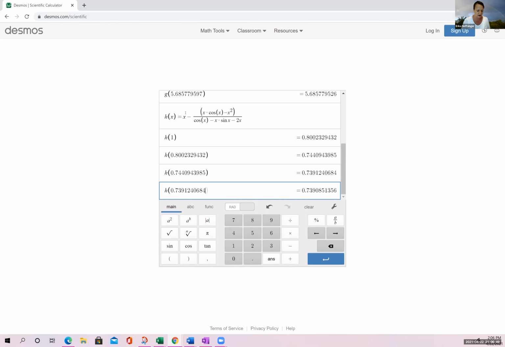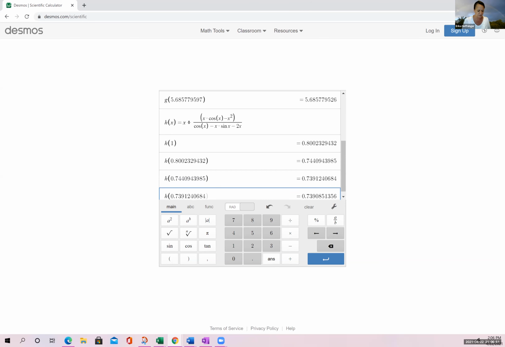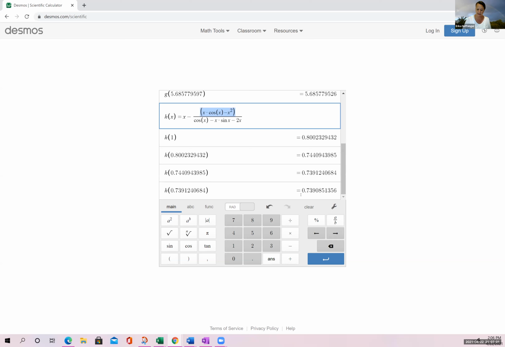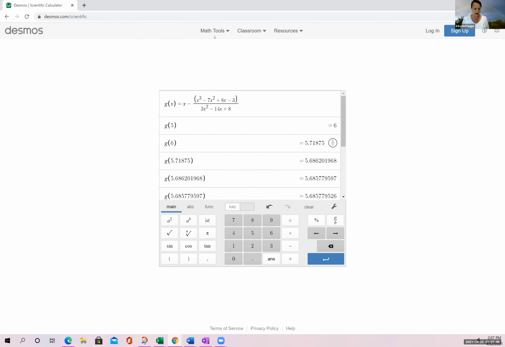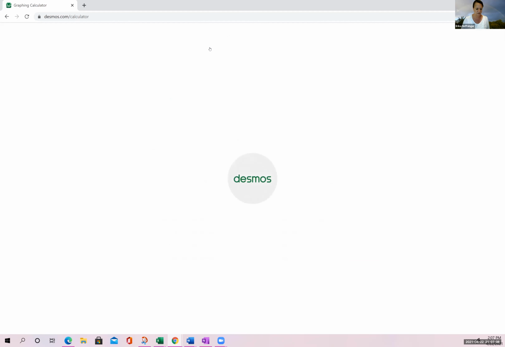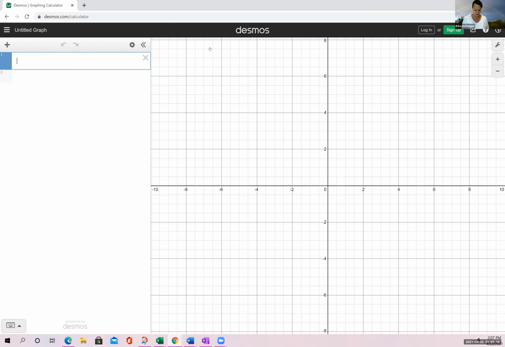If we go up here, and we looked at the graph of our original function, which was this numerator, and we looked at where it crossed the x-axis, we'll see that it's close to 0.739. So if I graph this now, notice that one of the places that it's crossing is at 0.739, which we found to be the case when we use Newton's method.